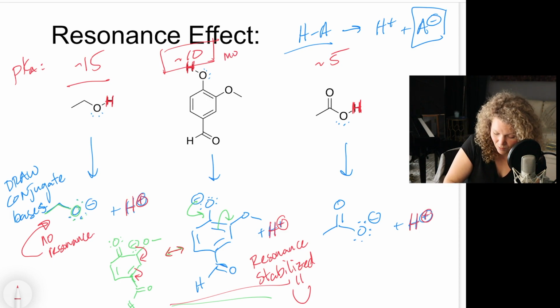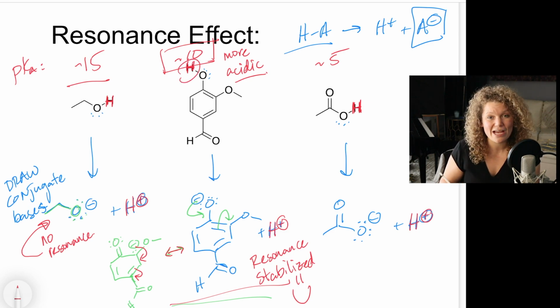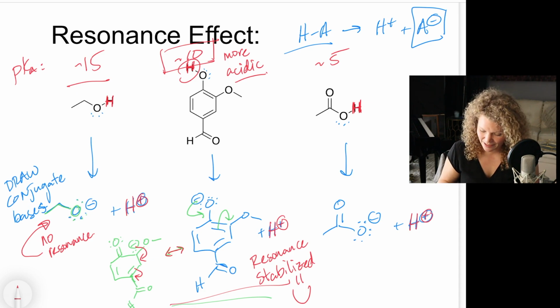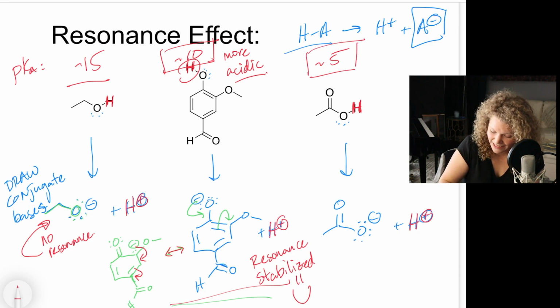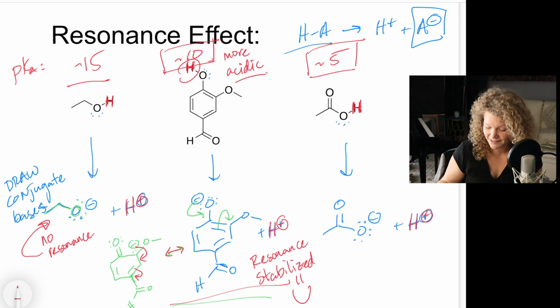This is more acidic, and it's due to the additional resonance stability. When this phenol loses this proton, it is more stable because of resonance. So that's why it's more acidic than just a regular alcohol. Let's look at another example. We have one more that is even more acidic than phenol. This is acetic acid.